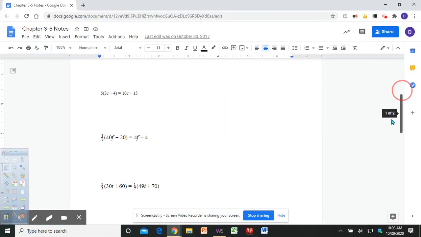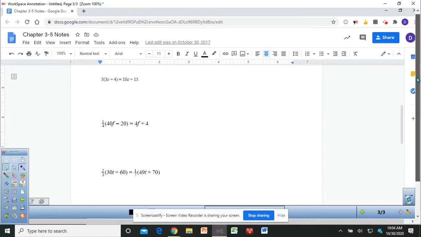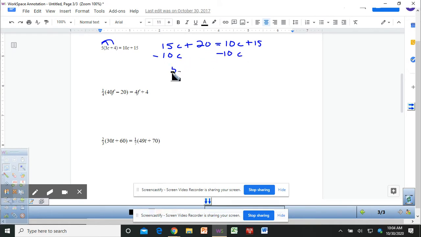We'll try a couple more. So, like I said, first thing we're going to do, distribute on these problems, giving me 15c plus 20 equals 10c plus 15. We don't want this 10c on the right side, so to get rid of it on the right side, we are going to take the opposite and put it on both. So this was a positive 10c, so I'm going to put a negative 10c on both sides, which gives me 5c plus 20 equals 15.